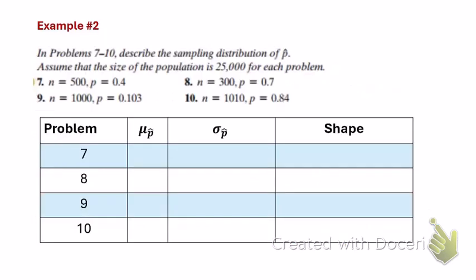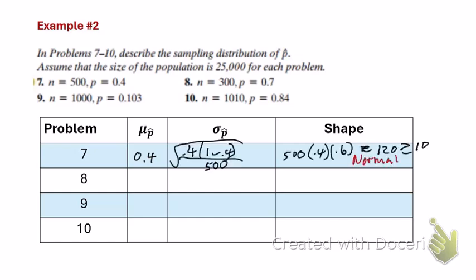All right, let's look at problems 7 through 10. Talking about the sampling distribution of p hat. So number 7, our sample size is 500, and the population parameter is 0.4. So what's the center of the sampling distribution? Same as the population. The standard deviation. How do we get it? Okay, with a few minor corrections. That's what we got on this one.